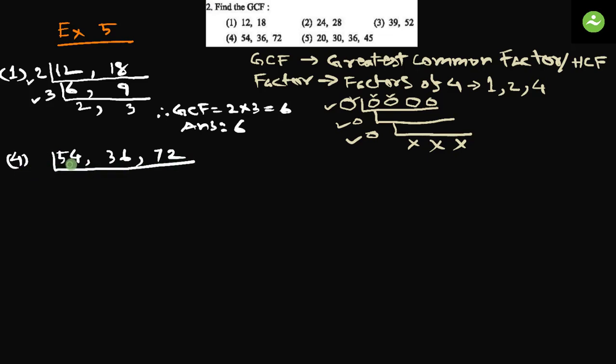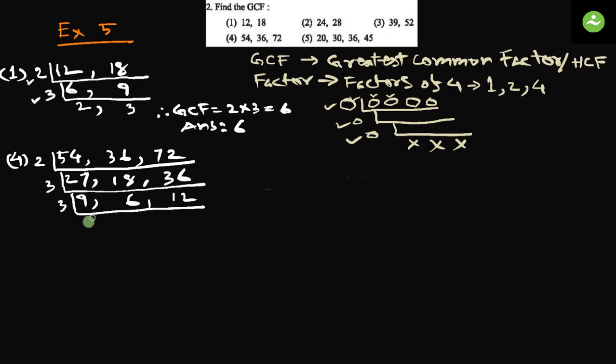What divides all? 2 divides all. So 27 actually, 27 into 2 is 54. 18 into 2 is 36. And 36 into 2 is 72. What divides all? 3. 3 into 9, 3 into 6, 3 into 12. And what divides all? Yes, 3 divides all again. 3 into 3, 3 into 2, 3 into 4.